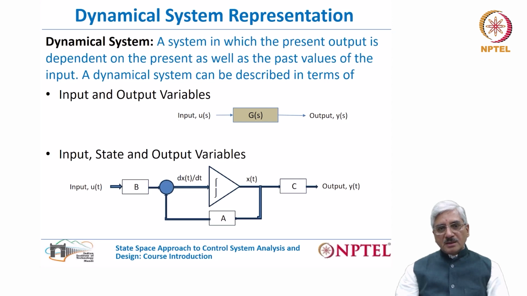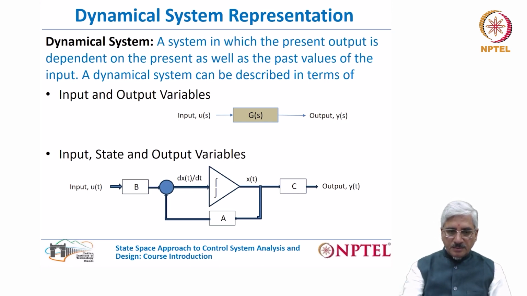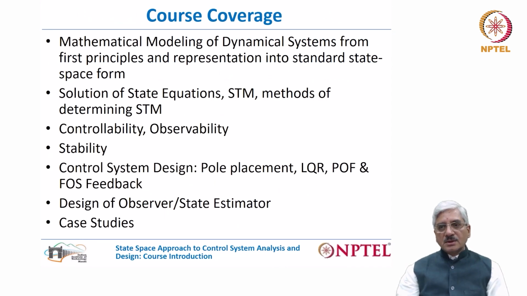One way is the input and output variable based description. This was being used till the 60s in classical control, and even today when we use the classical methods, and it is the transfer function in case of continuous time systems. However, in the 60s the state variable approach came, and in that the description of the systems is given in terms of input, state and output variables.